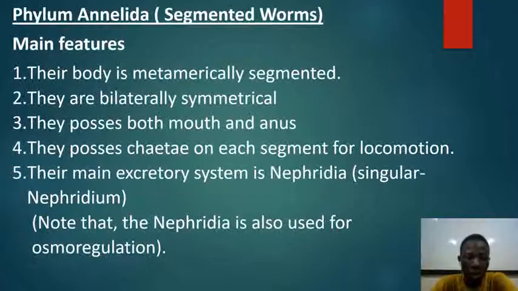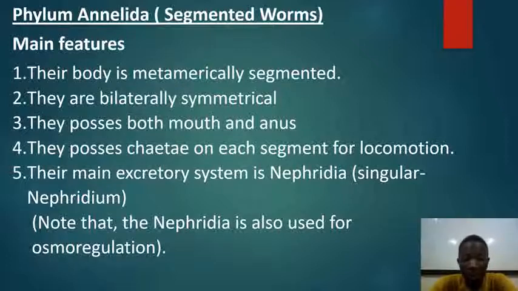Let us now look at another phylum under the kingdom Animalia. There is the phylum Annelida. We normally call them segmented worms. We call them segmented because their body is segmented. So let's note this one.